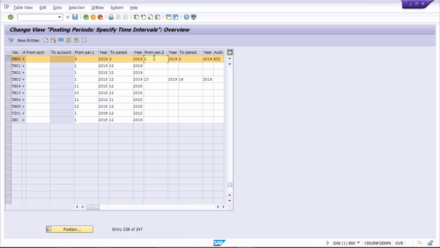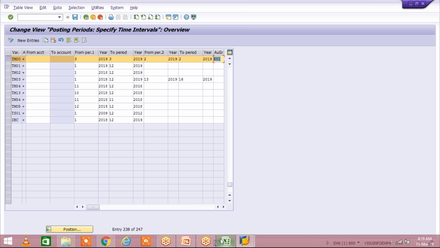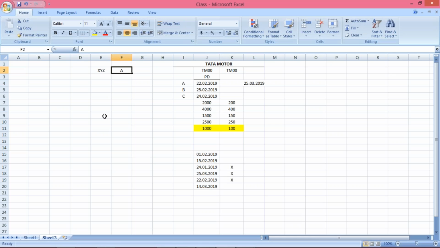But again the system will see that the authorization group is also there. It means this second period is open against this authorization group. So in the background the system is going to check against this authorization group which user ID has been linked, and the system found that this is the user ID of A. So A will be allowed to post a transaction in February month.